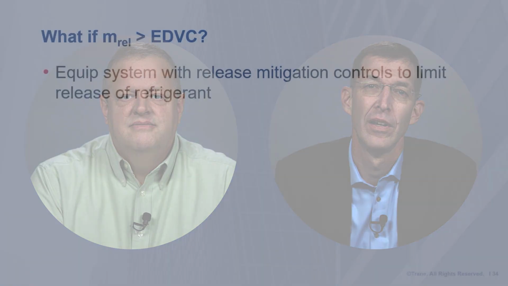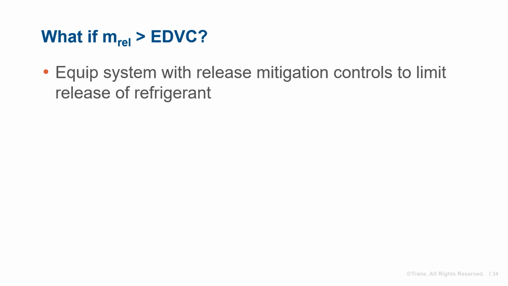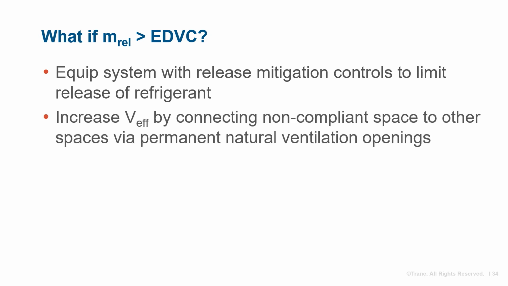Chris, what if the releasable refrigerant charge is greater than this EDVC limit? Well, John, that would mean the charge is non-compliant, and you might consider one or more mitigations. The system could be equipped with release mitigation controls, which may result in a smaller releasable charge. Or you could increase the effective dispersal volume by connecting the non-compliant space to other spaces via natural ventilation openings.